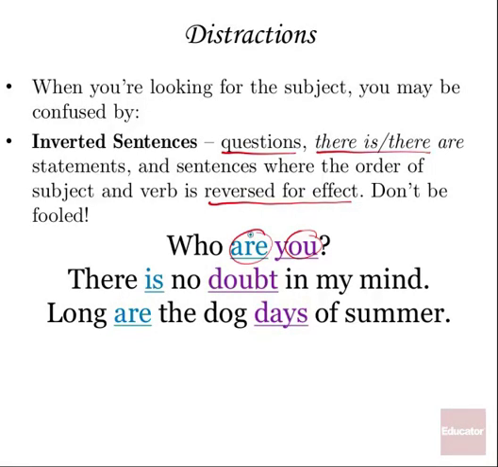You can't say, who is you? There is no doubt in my mind. Doubt is the subject, and is the verb. You can't say, there are no doubt in my mind. Long are the dog days of summer. Days is the subject, it's plural, so you use the plural verb are, even though the order of the sentence is inverted for dramatic effect.